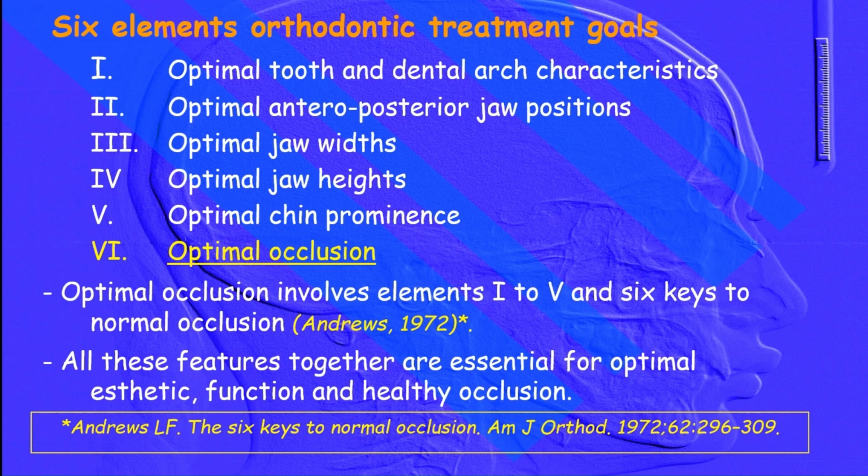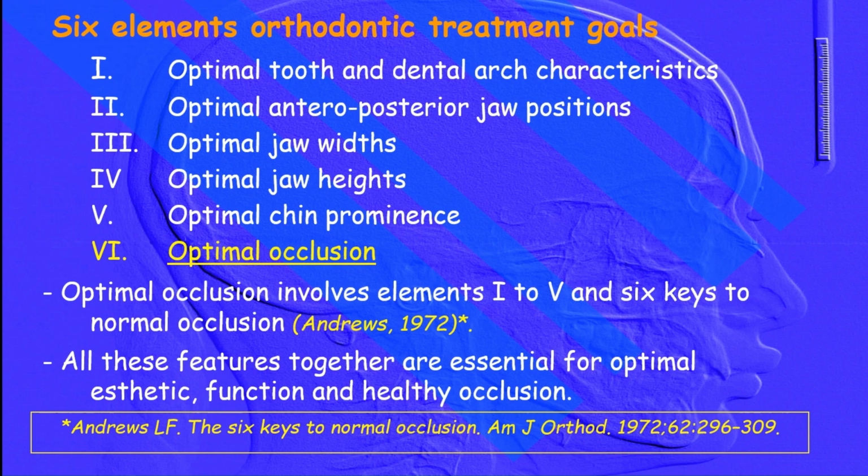2. Optimal anteroposterior jaw positions. There should be a class 1 sagittal relationship between maxilla and mandible. If jaw bases are not in harmony, then it becomes difficult to achieve normal inclination of the upper and lower incisors. 3. Optimal jaw widths. The optimal width of the mandible should be in harmony with the width of the maxilla. It is very much essential for achieving the normal inclination of posterior teeth.